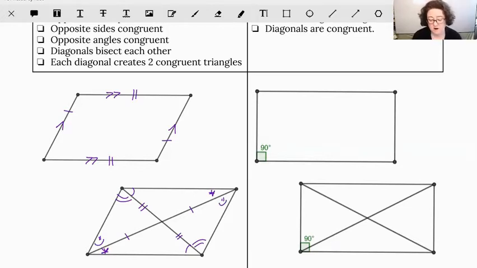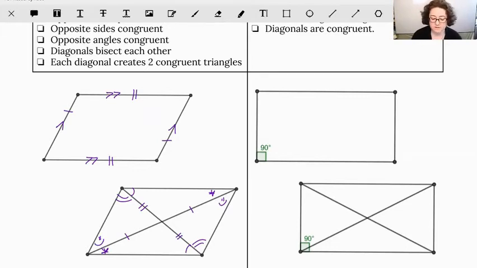So I do have multiple pairs of congruent triangles, actually four pairs. We could have our small triangles that are left and right. Those are congruent to each other. The obtuse triangles, top and bottom, or we could look at the triangles that are created by each diagonal, the half of that parallelogram.